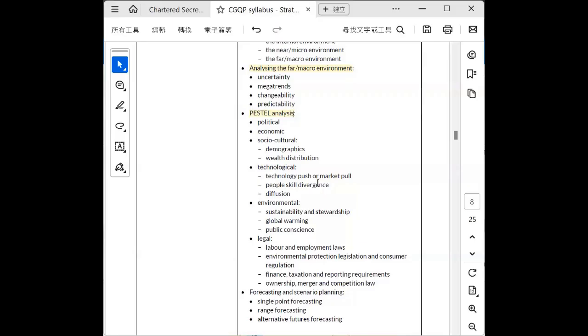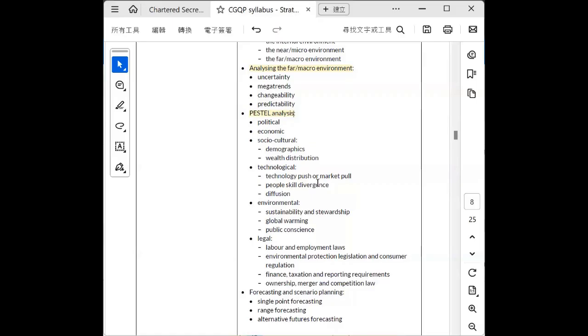Technological factors will involve innovations driven by technological push from R&D or market pull, which is from the customer demand. So challenges like skill divergence, where the workforce capability lags behind the technological needs, and diffusion of new technology across the industries.